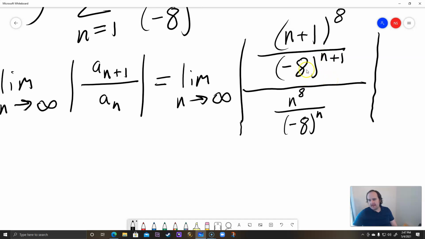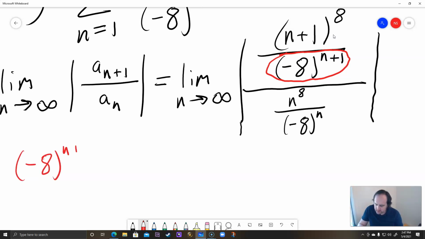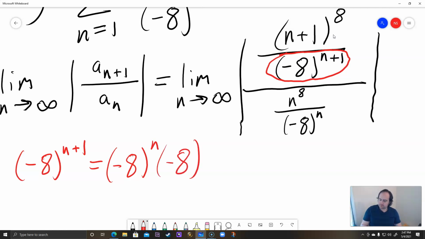But when we look at the negative 8 to the n plus 1, we are going to be able to cancel that one out. So remember that negative 8 to the n plus 1 is going to equal negative 8 to the n times negative 8. So we are able to simplify that one.